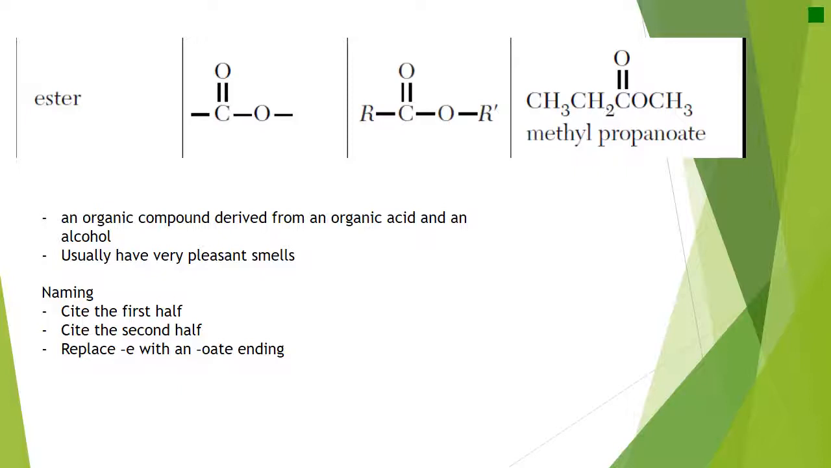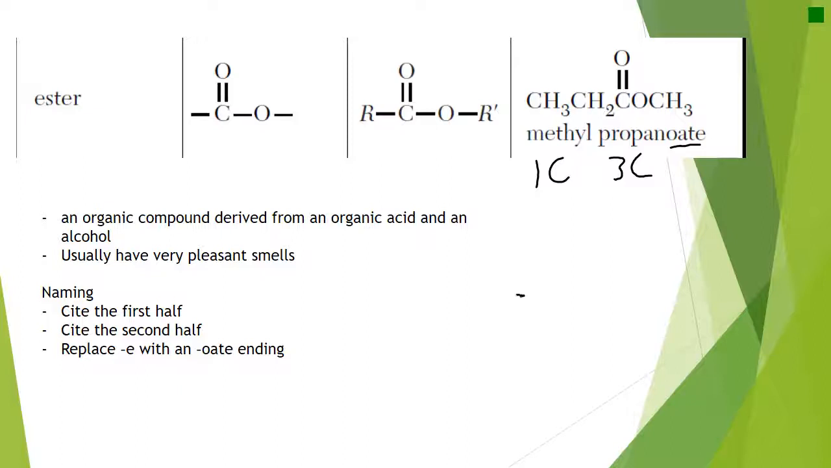To name an ester, you have to cite the first half, then you have to cite the second half, similar to an ether, but instead of ending with the word ester, you would instead replace the E ending with an OH ending. So methyl, 1 carbon, pro, 3 carbons, and then your OH ending.